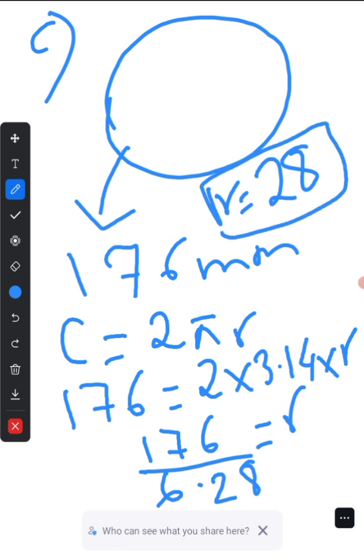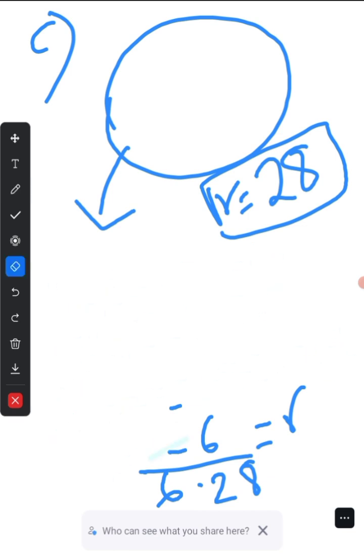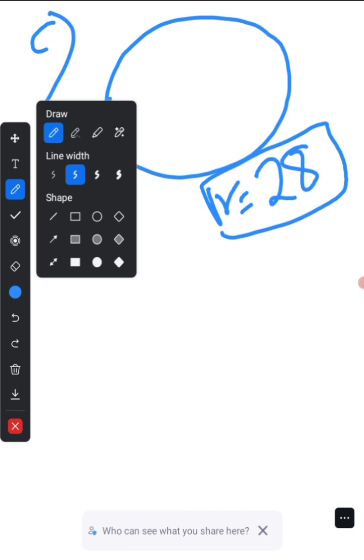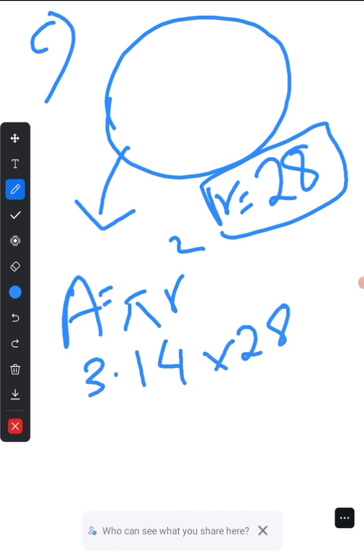Once I have got my radius, can I easily solve my area now? So now what we are going to do is, we will be finding out the area. What is the formula for that? It's pi r squared, right? Area is equals to pi r squared. That is 3.14 multiplied by 28. If you want to take the decimal place, go ahead.